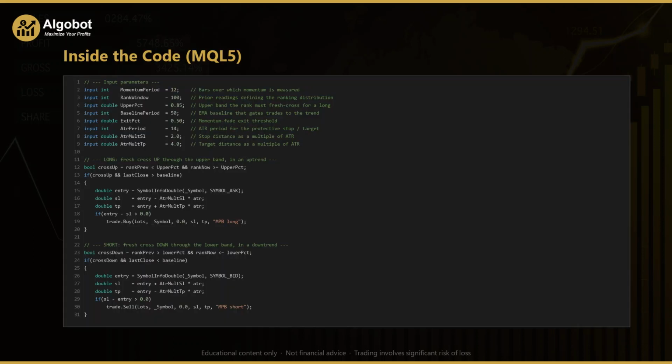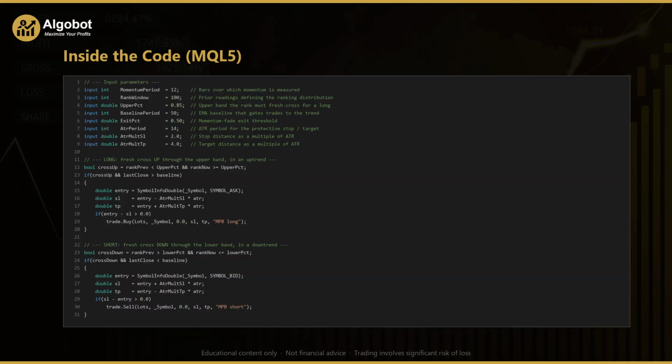Here's the heart of the expert advisor as it appears in MetaEditor. At the top are the input parameters you can adjust in the strategy tester. MomentumPeriod sets how far back momentum is measured. RankWindow sets how many past readings form the ranking distribution. UpperPct is the band a rank must cross to signal a long, and the lower band is simply 1 minus that value.